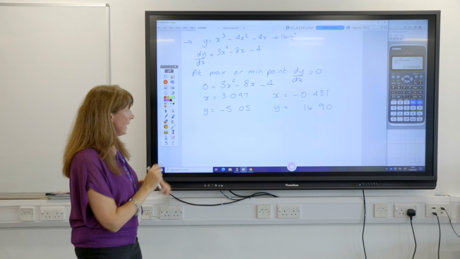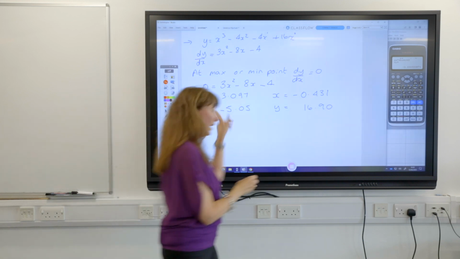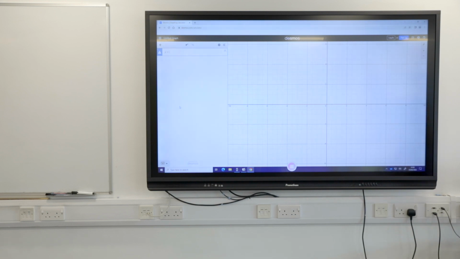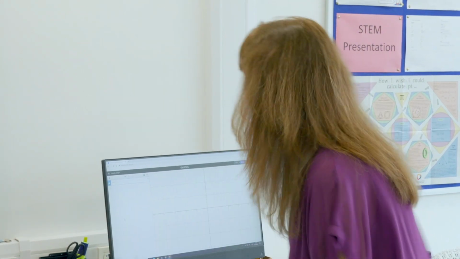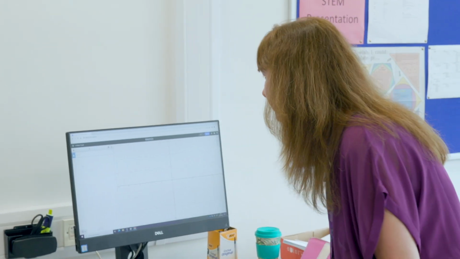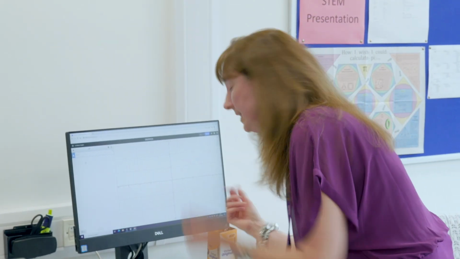So what I'm going to do now is show you what that graph looks like, and we can check all our calculations. So this is a website that you can use. It's a free website called Desmos. So if you just Google Desmos, it's like a graphical calculator where you can type in the equation and then it draws a graph for you. So I'm just going to type that equation in now.